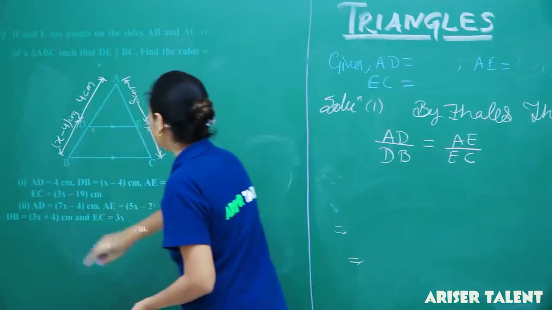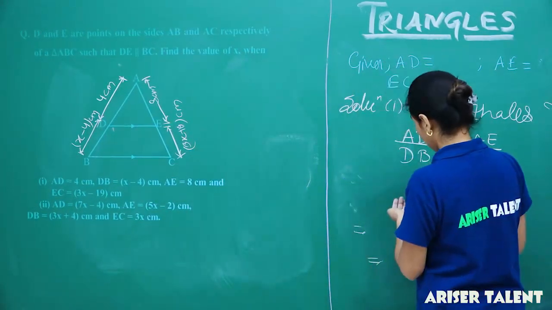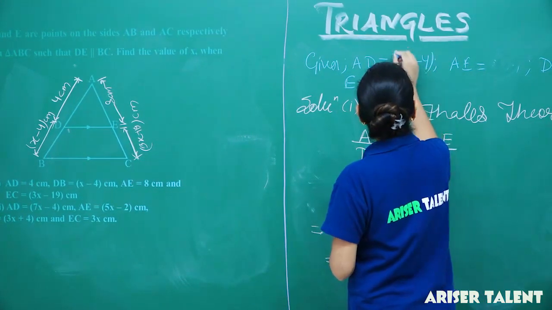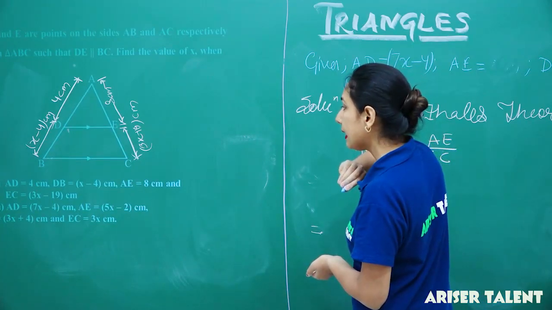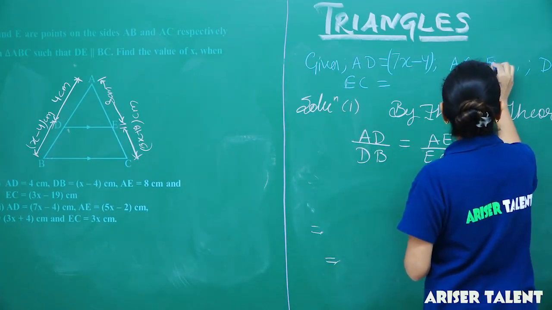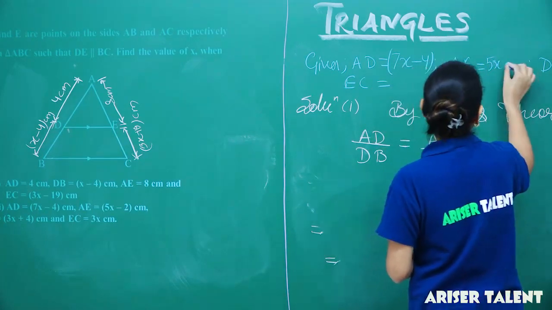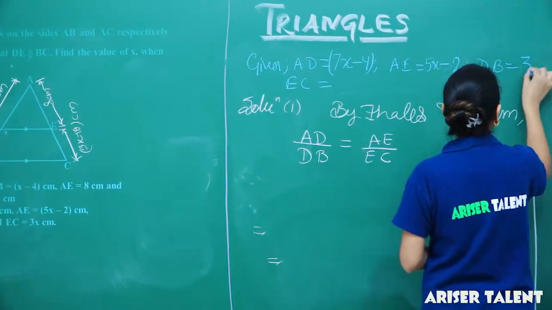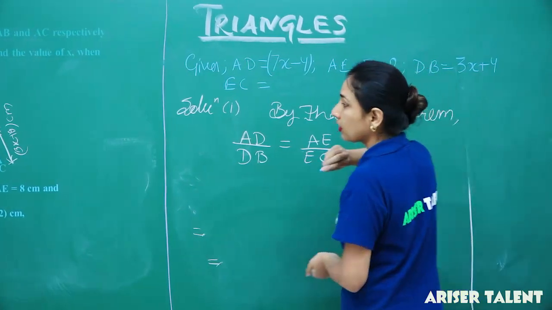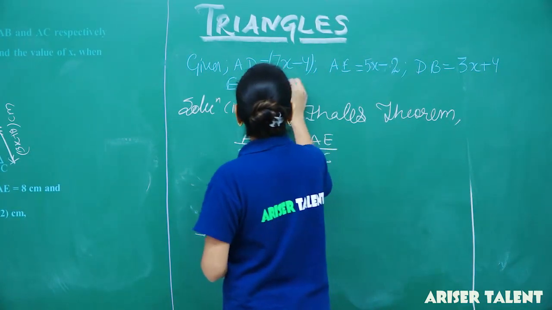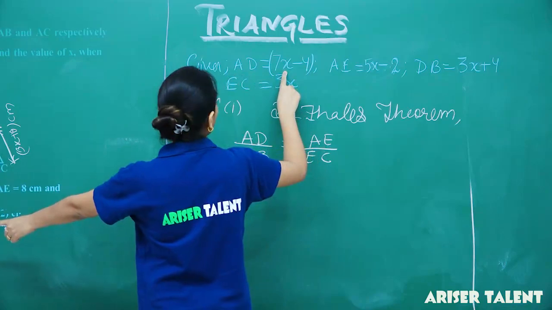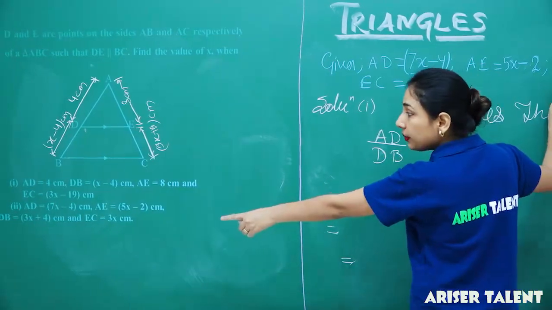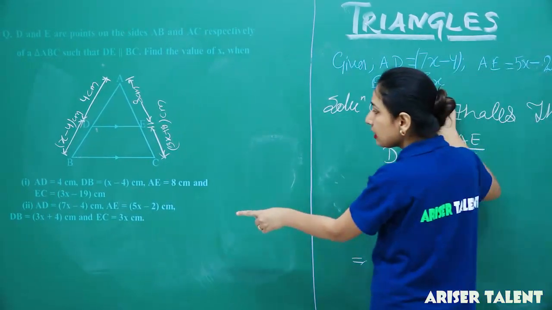We are having AD equals to 7x minus 4 centimeters. Okay, then AE equals to 5x minus 2 centimeter. Then DB equals to 3x plus 4 and then EC equals to 3x. Now cross check it. AD 7x minus 4, AE equals to 5x minus 2, DB equals to 3x plus 4, EC equals to 3x.